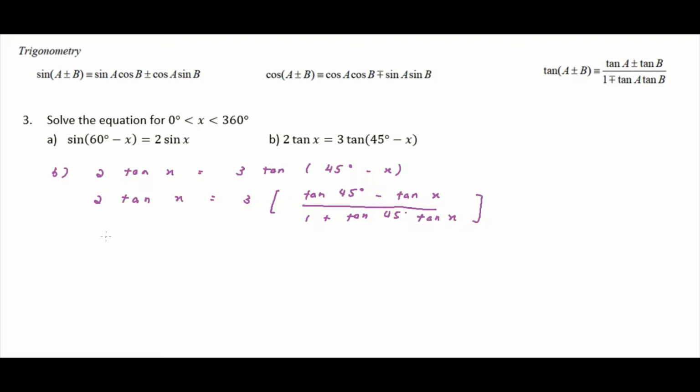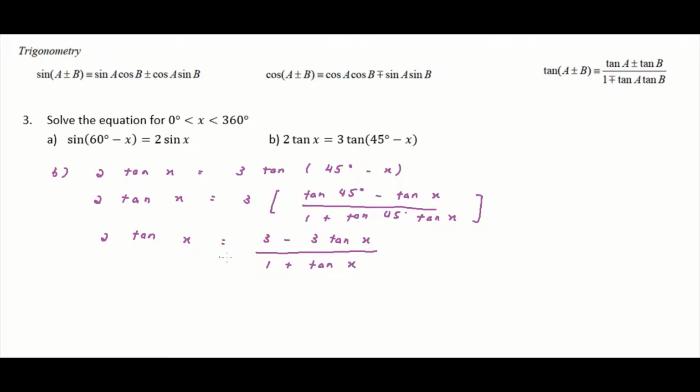Okay, so now you can just try to find out the value for tangent 45. Tangent 45, you are getting 1. So that's why you can straight away do your expansion also. So 3 times 1, you are getting 3, and minus 3 tangent x, and then divide by tangent 45 is 1, right? So that's why 1 plus tangent x.